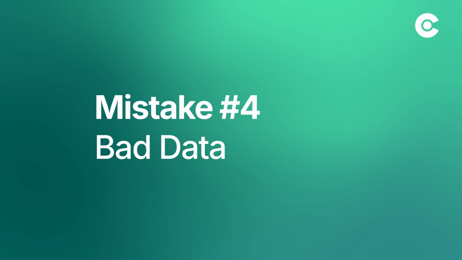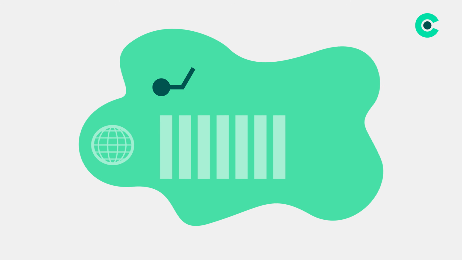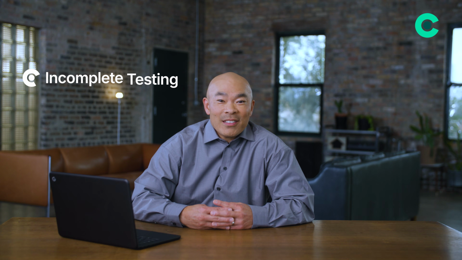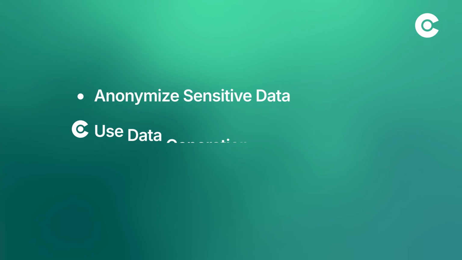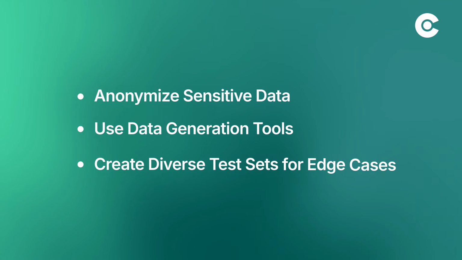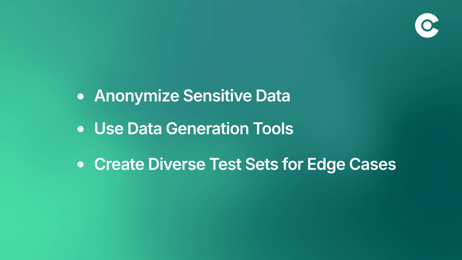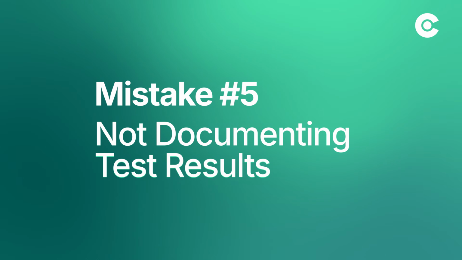Mistake number 4, bad data. You know what they say about dirty data? Garbage in is garbage out. Using irrelevant, insufficient, or sensitive production data in sandboxes prevents you from testing thoroughly. This often happens when you don't have enough diverse data to cover all test scenarios, or you're not using real customer data. Insufficient data can lead to incomplete testing, while sensitive data poses security and compliance risks. To avoid this common pitfall, anonymize sensitive data, use data generation tools, or create realistic, diverse test data sets that cover edge cases.